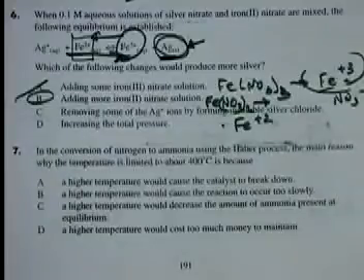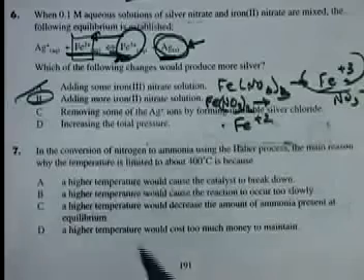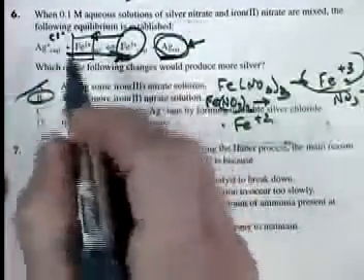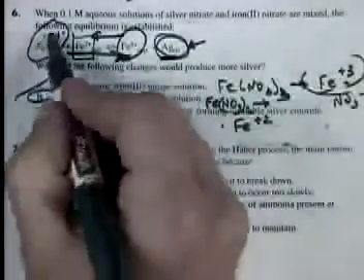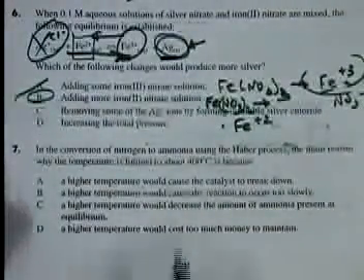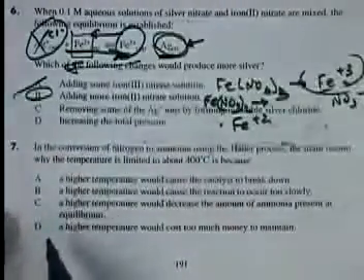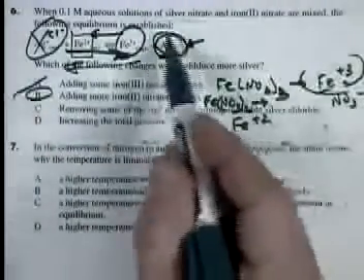Removing some Ag plus ions by forming an insoluble silver chloride. So let's say I add some chloride, some hydrochloric acid to this. Now I'm going to precipitate some of this Ag+. Well, if I do that, I'm actually decreasing the concentration of Ag+, and the reaction should shift to the left. That's not what I want to happen. I want this to increase.